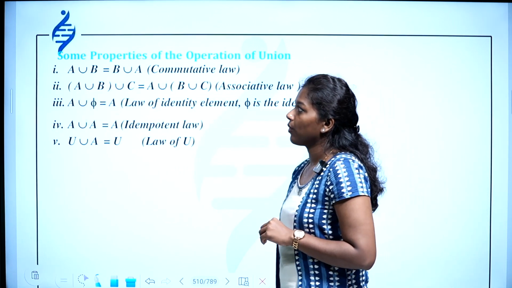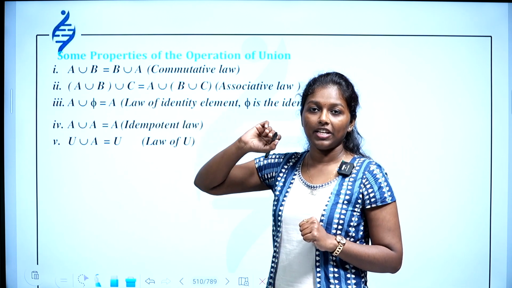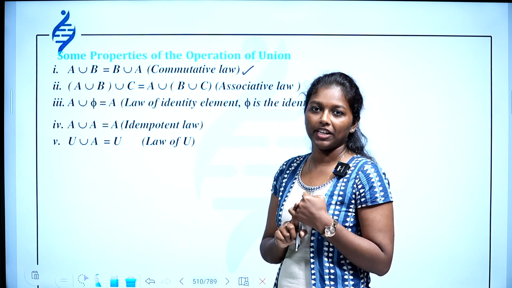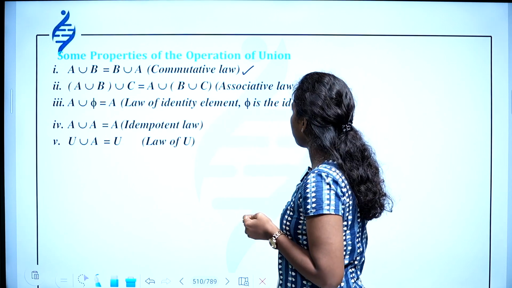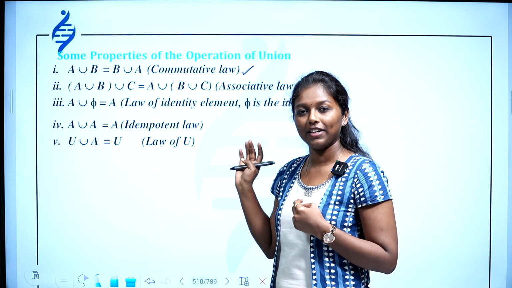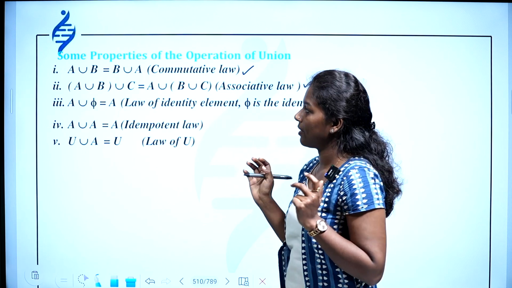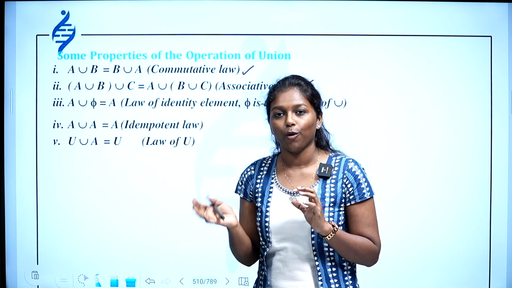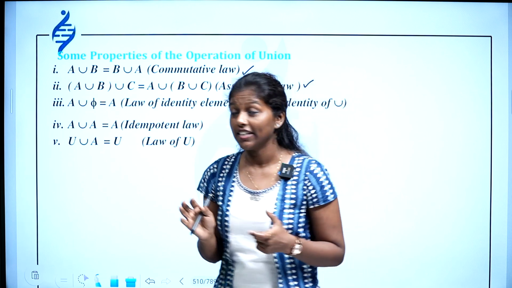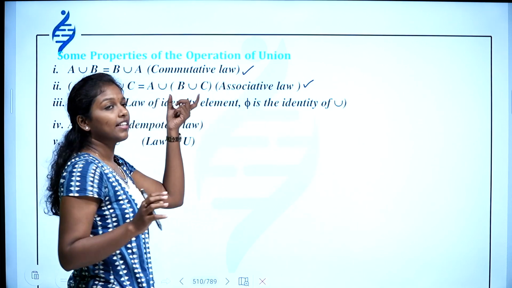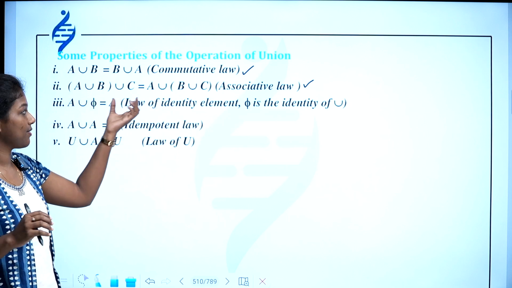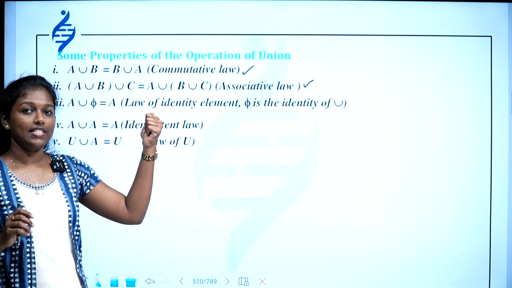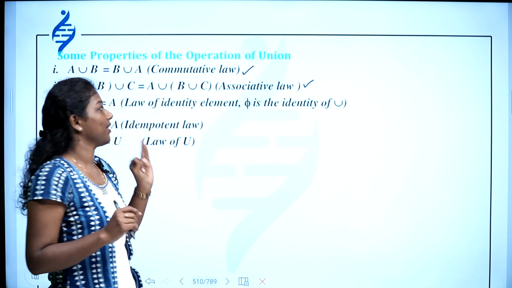Commutative law means A union B will be equal to B union A. This is commutative property. Next is associative property. So what was associative property? Associative property means first of all you have to operate the first two elements, then you operate the third element. Similarly, if you operate the second and third element first and then you operate it with the first one, it is known as the associative property. So this union satisfies commutative property and associative property.